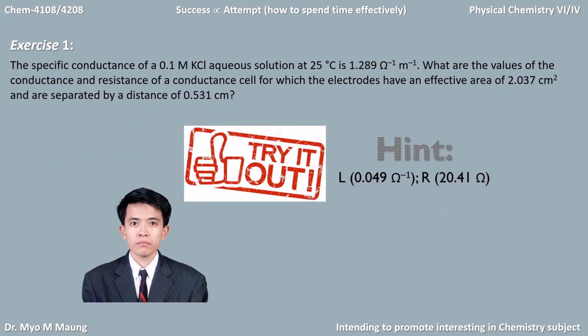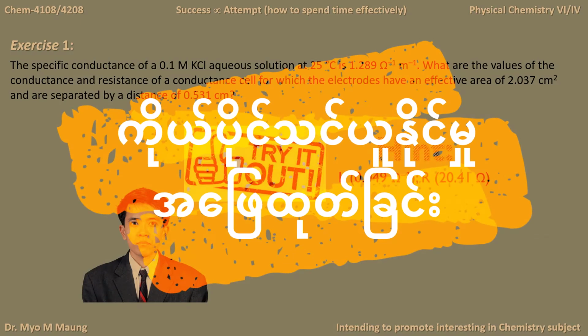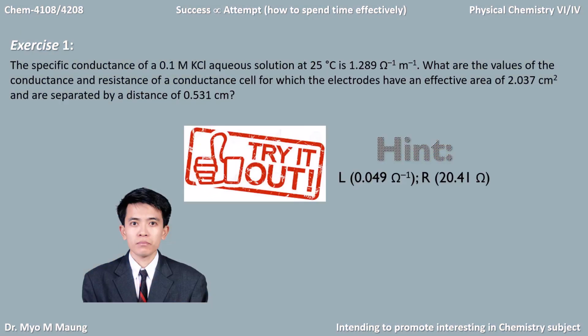Now, you should try exercise 1. The specific conductance of a 0.1 molarity KCl aqueous solution at 25 degrees Celsius is 1.289 per ohm per meter. What are the values of the conductance and resistance of a conductance cell for which the electrodes have an effective area of 2.037 square centimeter and are separated by a distance of 0.531 centimeter? You are given a hint. Try it out.